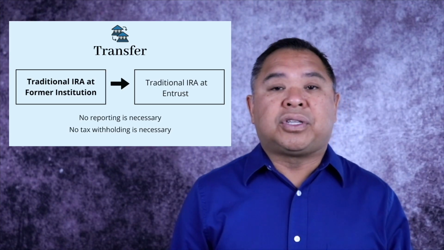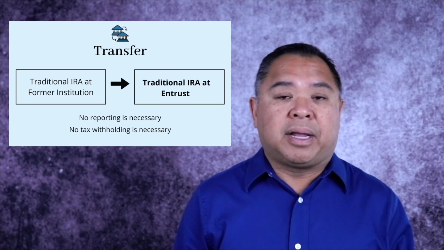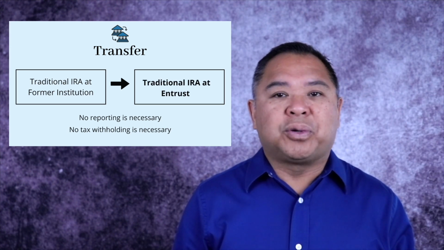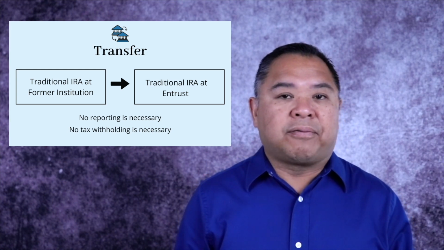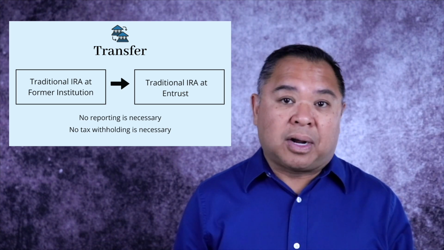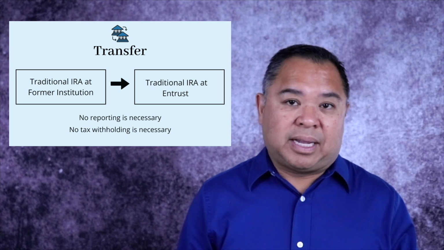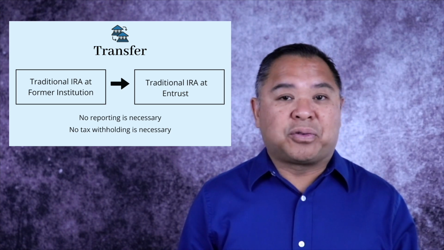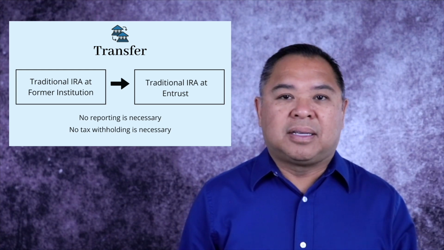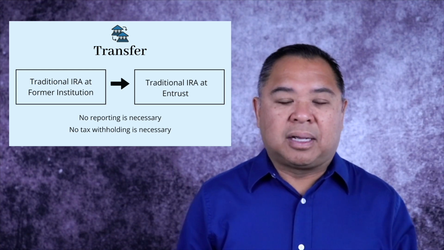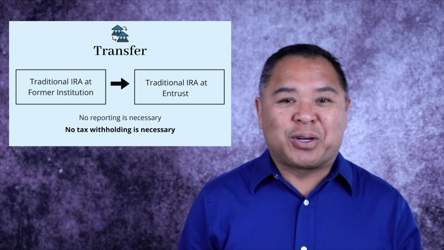For instance, if you have a traditional IRA at another institution and you would like to move it to another IRA, such as your IRA at the Entrust Group, you would initiate a transfer. In a transfer, funds move directly from the other financial institution to your IRA at the Entrust Group, meaning that the account type remains the same, a traditional to traditional, Roth to Roth, or a SIMPLE to SIMPLE. Because you never take possession of the funds, it is not considered a distribution. Therefore, there is no reporting or taxation involved in this particular type of transaction.